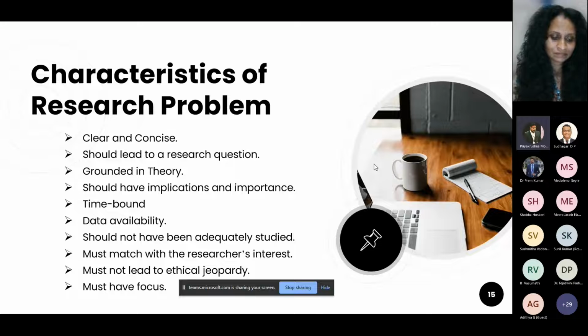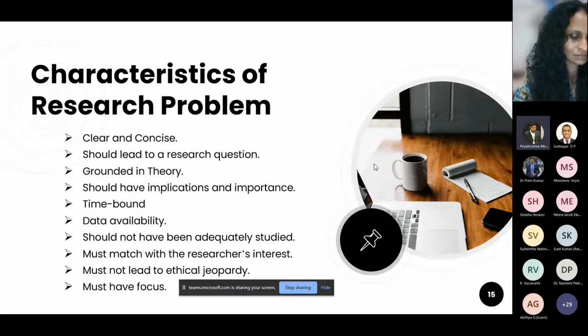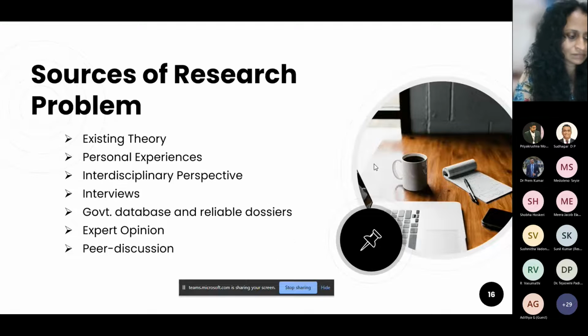Must have focus. Focus is something I have already told you about: there should be a clear milestone of what you have to achieve and how you have to achieve it. So focus is a must. Now, having told all these things, one will definitely ask me where to find this research problem. So what are the sources of research problems? These are the sources that I think are very important for the new-age researcher.